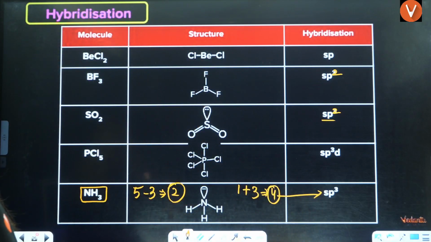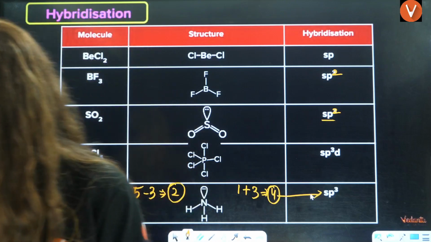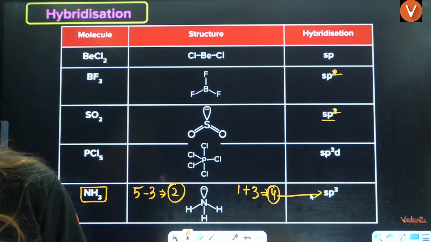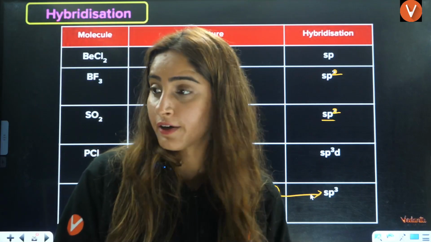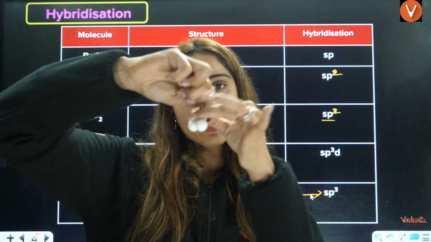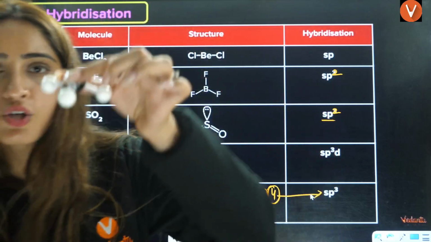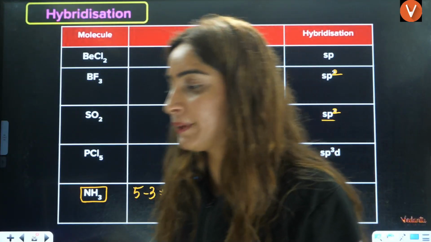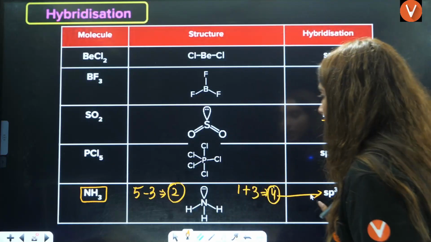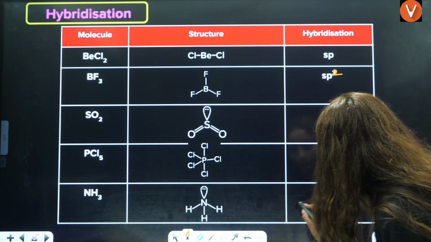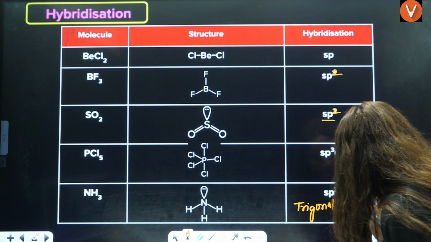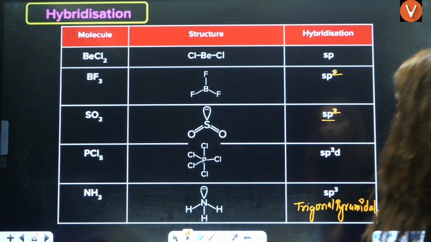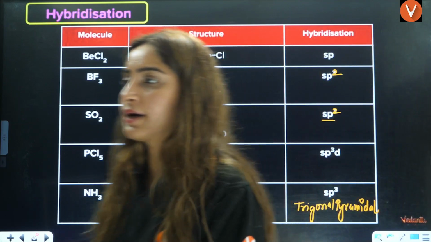But is the shape also tetrahedral or not? Anybody in the comment section? Geometry I am saying is tetrahedral, but here you have 1 lone pair. So the shape is trigonal pyramidal. I'll just write it here. The shape will become trigonal pyramidal. Okay? Understood? Next.